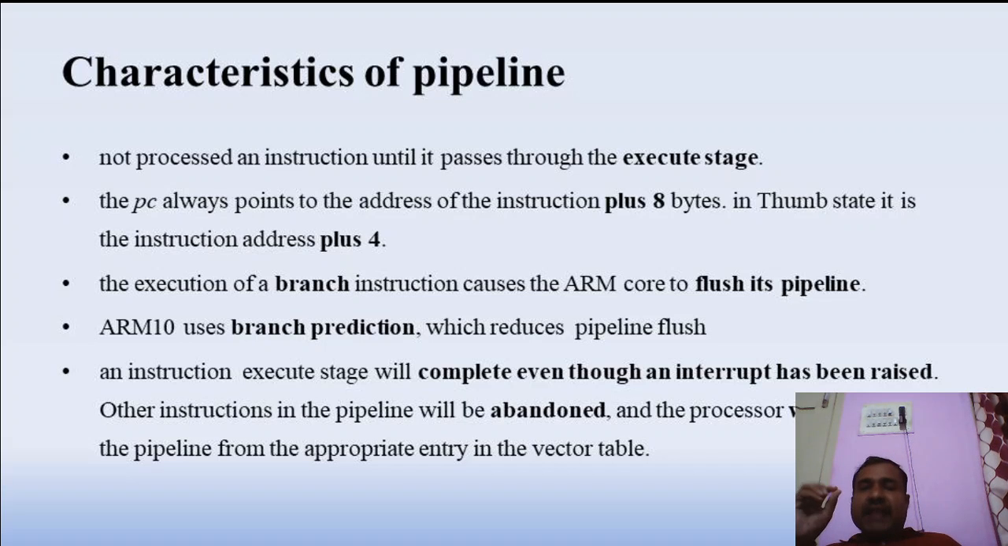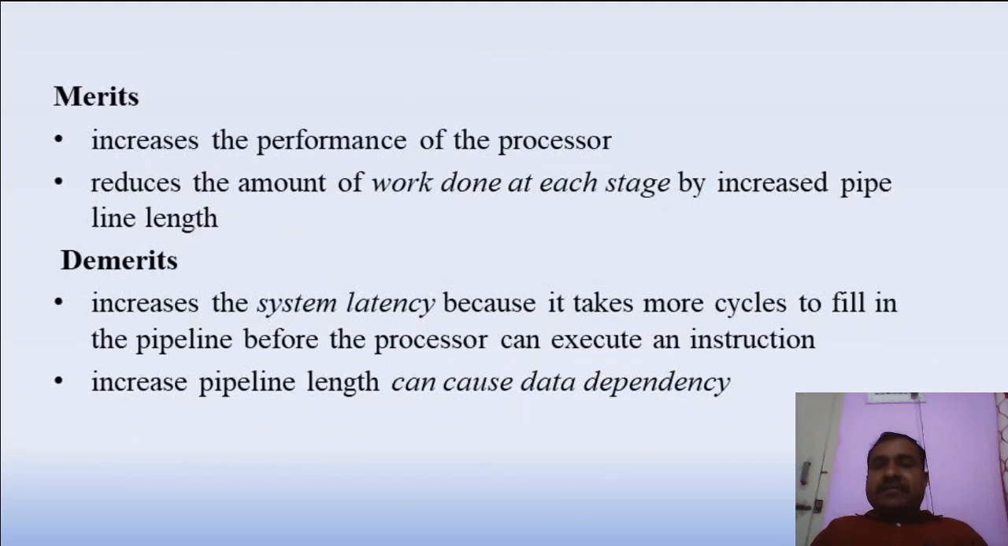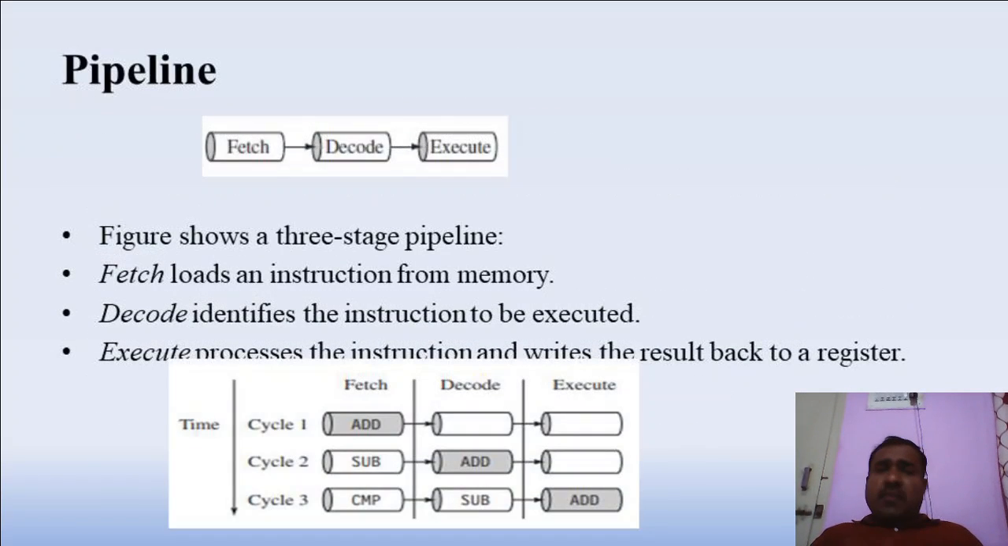The execution of a branch instruction causes the ARM core to flush its pipeline. What it means is, whenever the processor encounters a branch instruction, it comes to know in the decode stage that it needs to branch, and once it executes, it jumps to some other location. But before jumping, it has already brought in two instructions, one in the decode stage and another in the fetch stage.